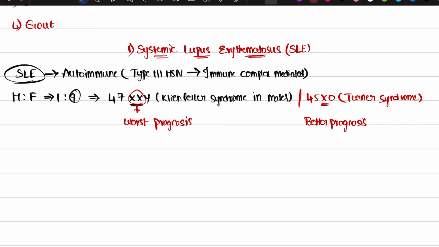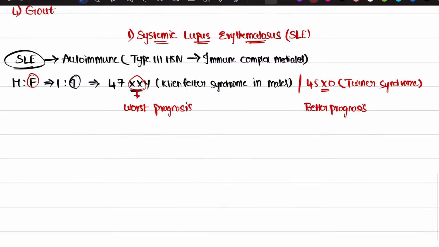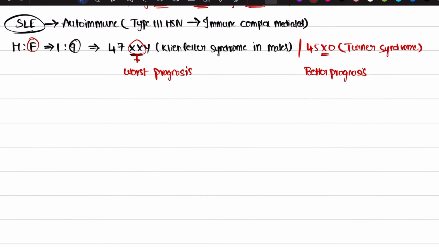Overall, females are more affected and have a bad prognosis. That's what I mean to say. So, let's write one more point about this. Prognosis of SLE depends upon the number of X chromosomes.